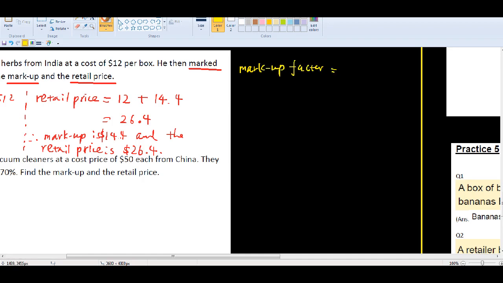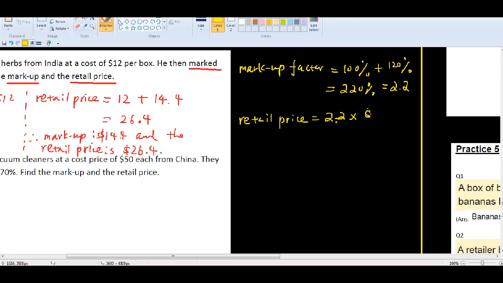So the markup factor is 100%, which is representing the cost price. You mark up by 120%, so it becomes 220%. And when you change that to decimal numbers, it is 2.2. So the retail price will be that markup factor times the cost price, which is $12, isn't it?